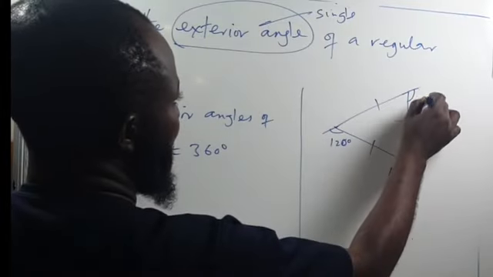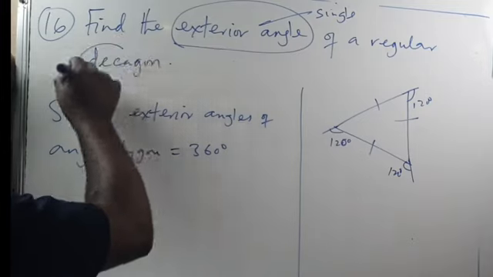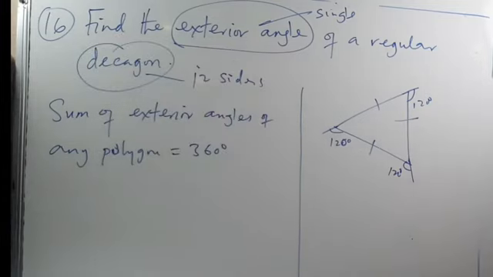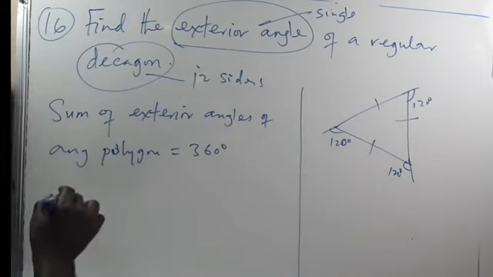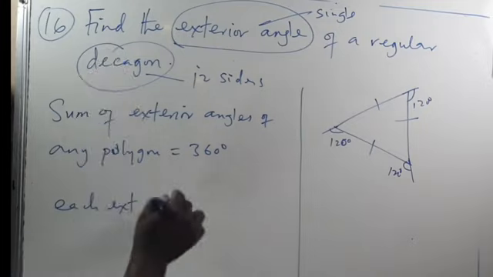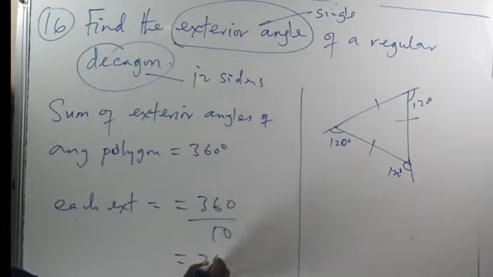120 each. So we want to get it for a decagon. A decagon has how many sides? 10 sides. I believe I'm making sense. So in that case, each exterior angle of a decagon will then be 360 degrees divided by what? 10. So that gives what? 36 degrees. Straightforward.